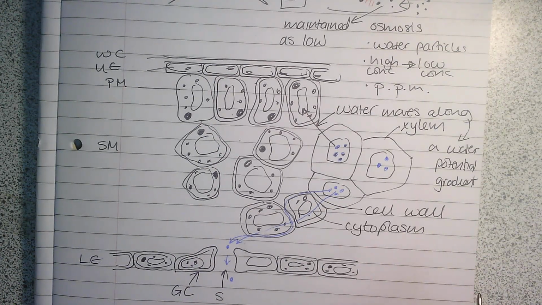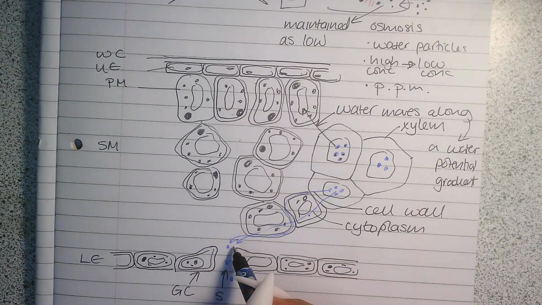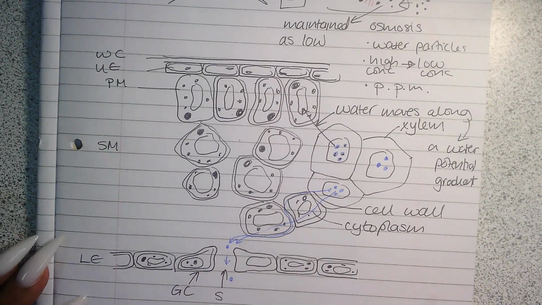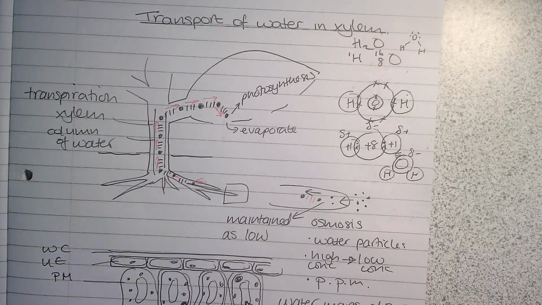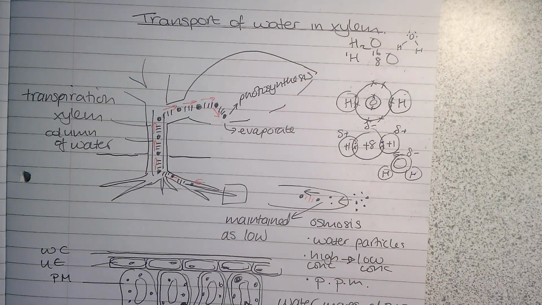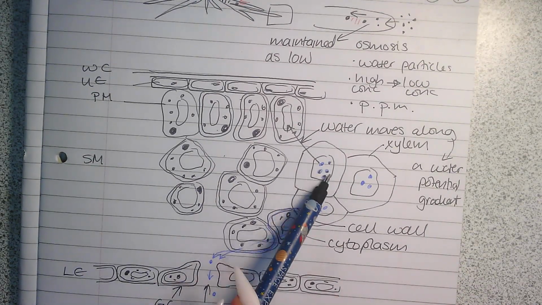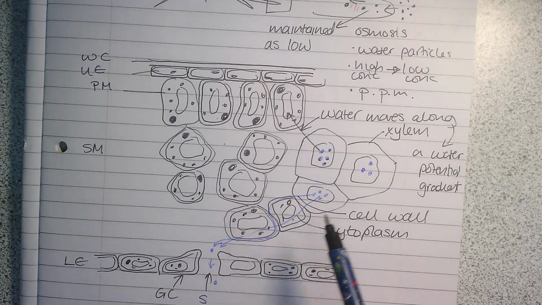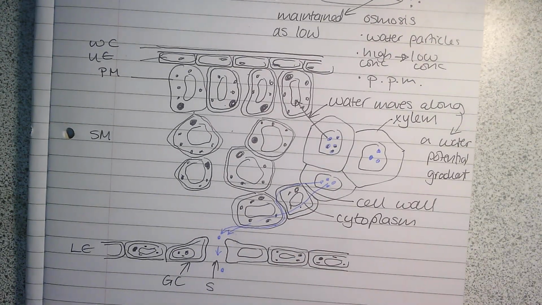Irrespective of the route, the water then can become positioned near to the stomata and it may evaporate. Okay, so that's the summary of transpiration, water entering and leaving, and water either being used for photosynthesis by moving along a water potential gradient or evaporating by moving through the cell wall or the cytoplasm, eventually evaporating through the stomata.